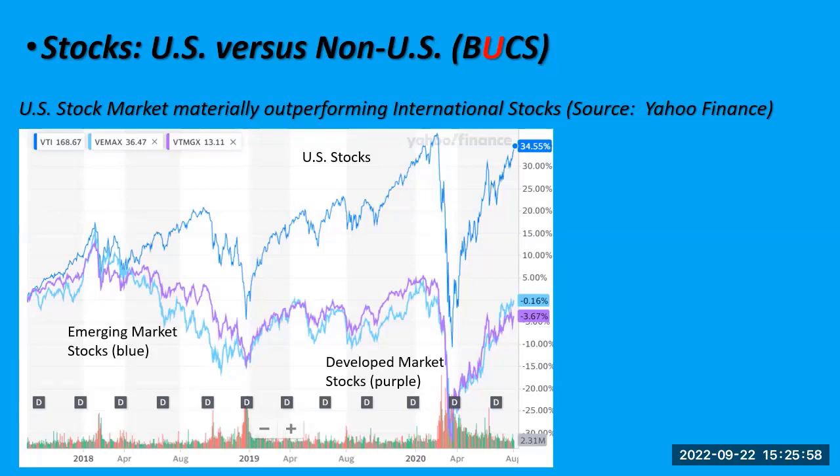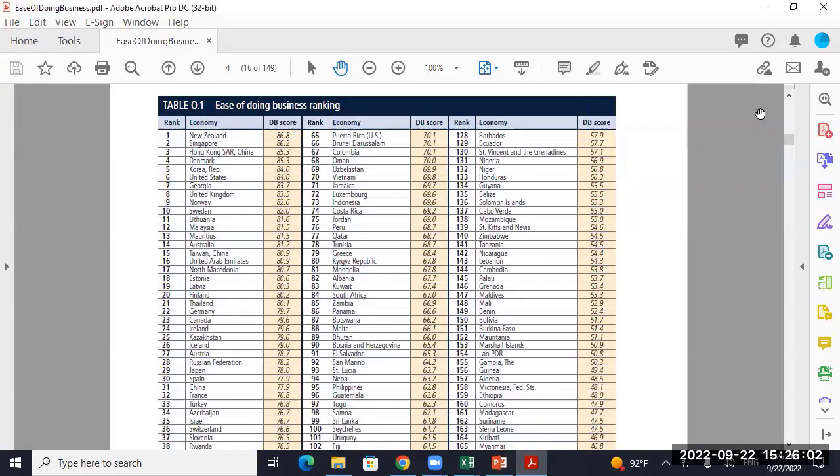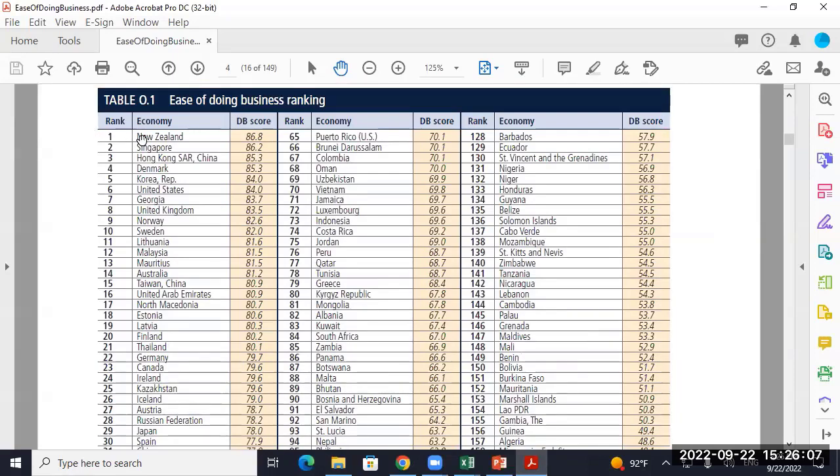And so let me show you this chart here. This is really interesting, this is the World Bank. They do something called the ease of doing business. Number 1 is New Zealand, then Singapore, Hong Kong, Denmark, South Korea, and the US is number 6. We rank really, really high there. Kind of interesting, Georgia's up there. United Kingdom, Norway, Sweden, Lithuania.